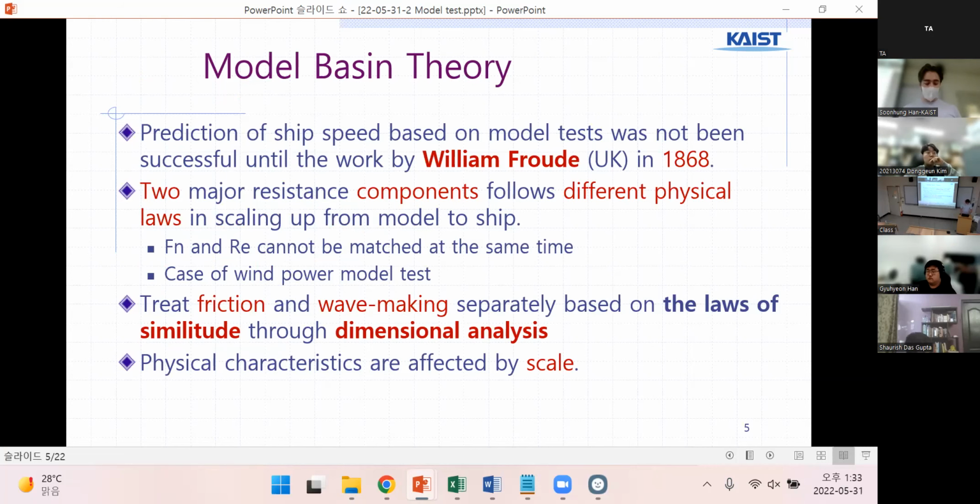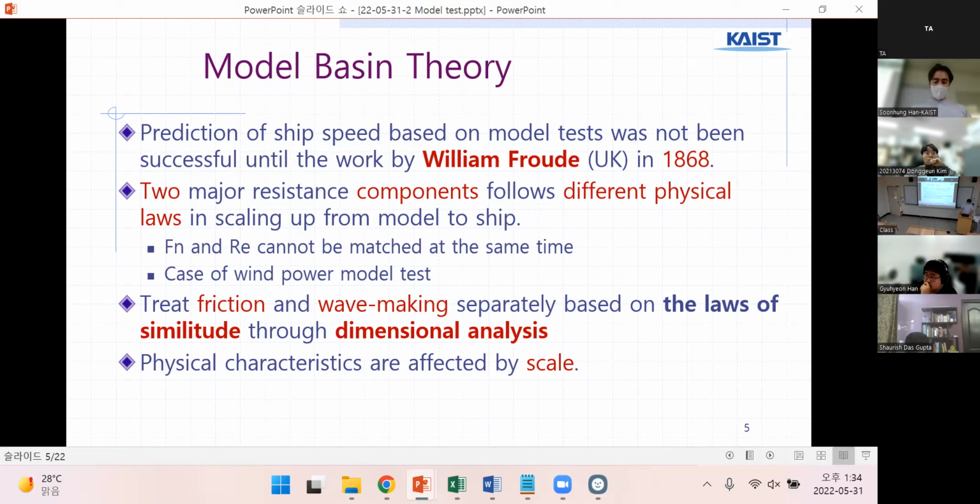First, model basin theory. The basic idea is to predict the speed of a ship by using a model test. Because for a long time, it was quite complicated to get the real speed of a ship only using a model test. Until William Froude in the UK in 1868 discovered what was really important. He realized that there were two major resistance components that behaved differently when scaling up from model size to real size.